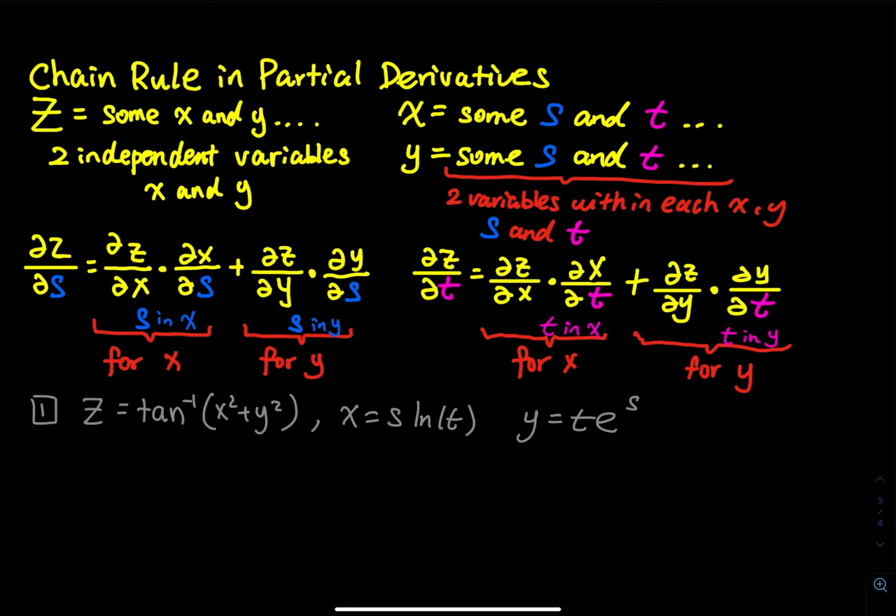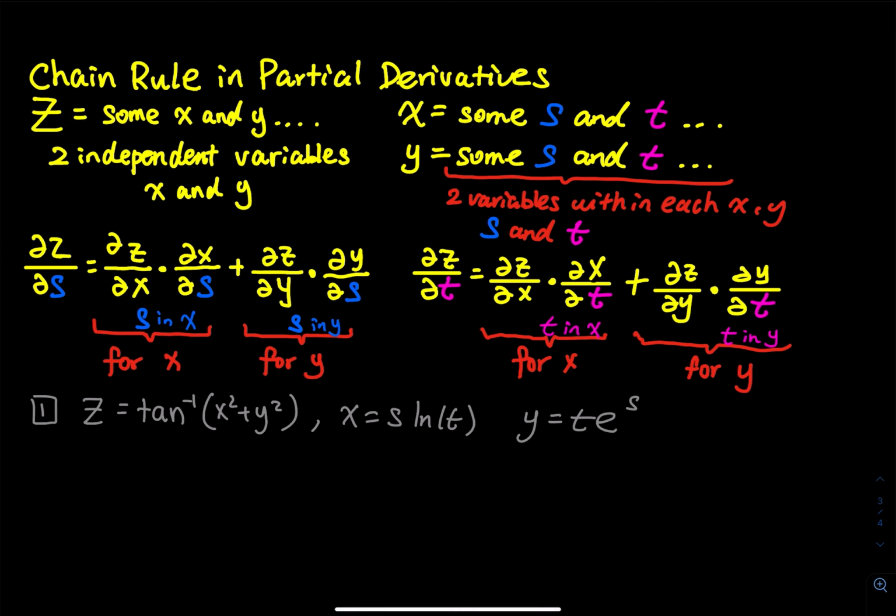Here is another chain rule for multivariable functions. This time z is in terms of x and y, two independent variables. So we have z equals some function of x and y. The value of z depends on x and y, so x and y are independent, and z is a dependent variable.